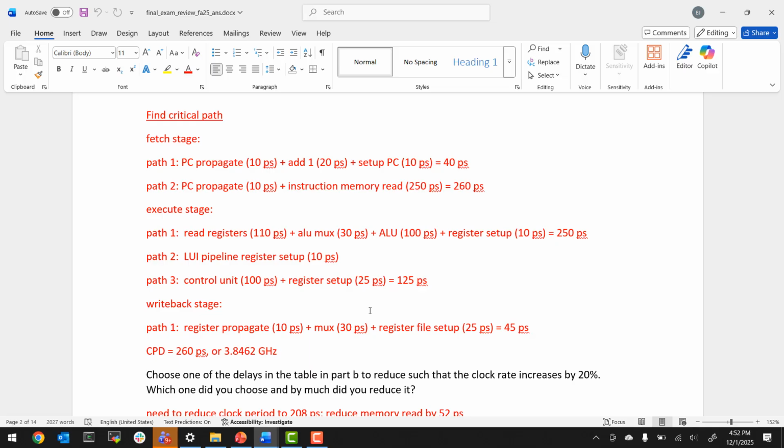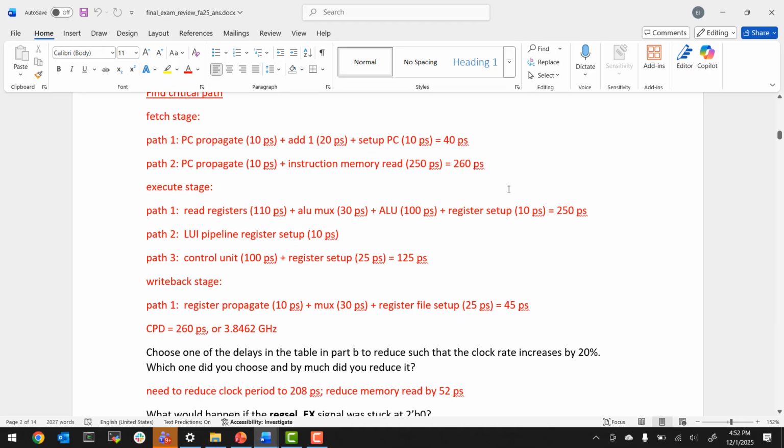But you also have, this is the real problem, that you have the PC, then it goes into the instruction memory and spits out the instruction. You have to read an instruction memory. So in this case, based on the numbers I gave you, reading the instruction was way slower than incrementing the PC, 260 picoseconds. Then in the execute stage, now keep in mind, all these are going on in parallel, right? So you have to calculate all these paths and just find out what the maximum one is, right? Because they're all going on at the same time.